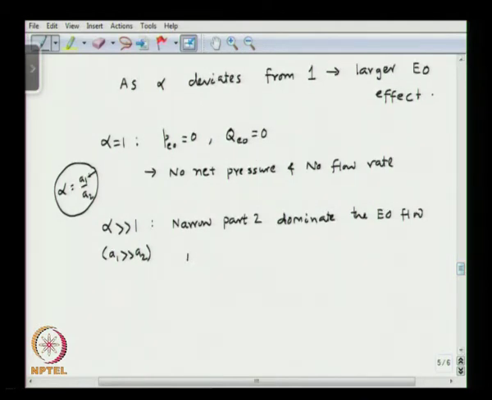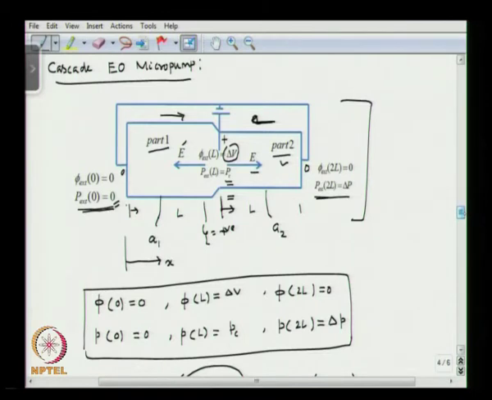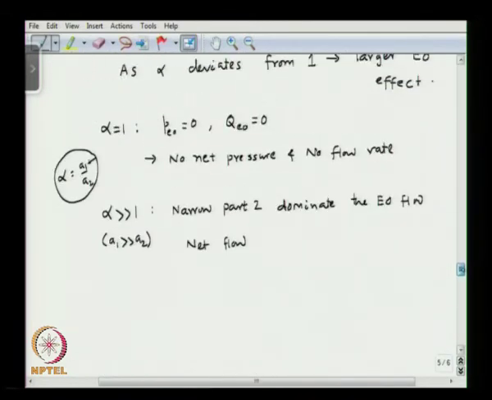So, and the net flow, you can see here in part 2 the net flow is in the negative x direction. Okay. The net flow is going to be in this direction. So, for alpha greater than 1, the net flow is going to be in the negative x direction.